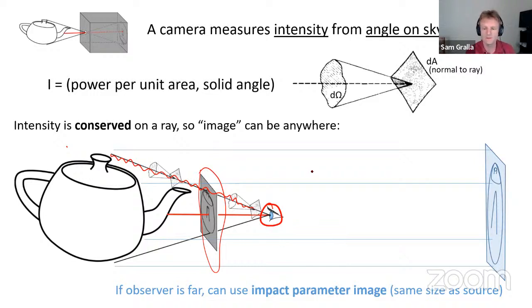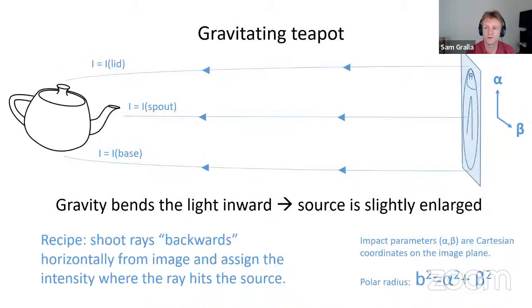And so you can actually imagine sending photons back, moving to the left, back to the teapot from your image, as if you're sending in a beam of photons in a scattering experiment. And you can see where those photons hit the teapot, and that defines your image. So that's the impact parameter image.